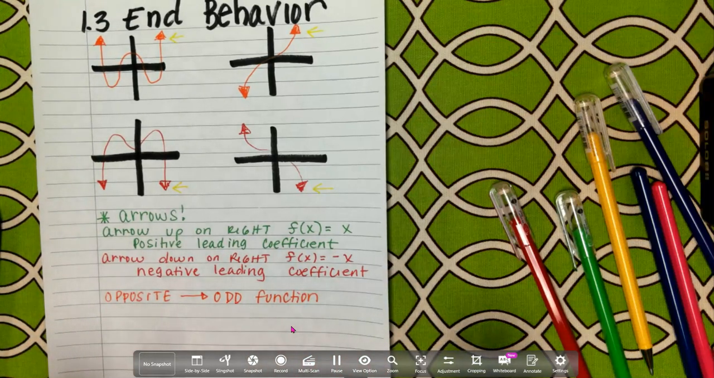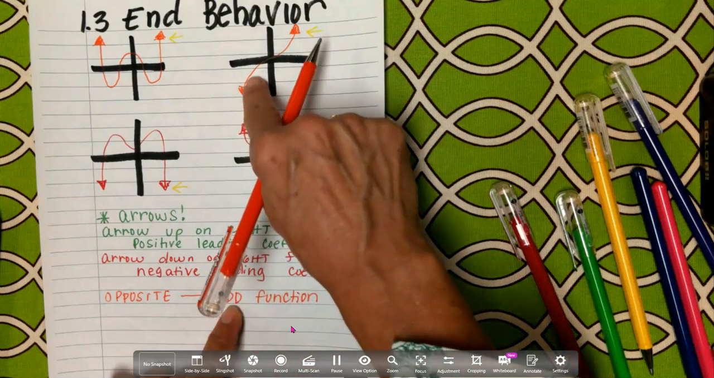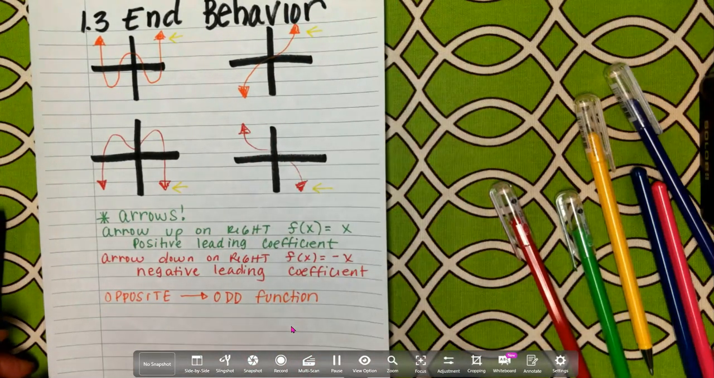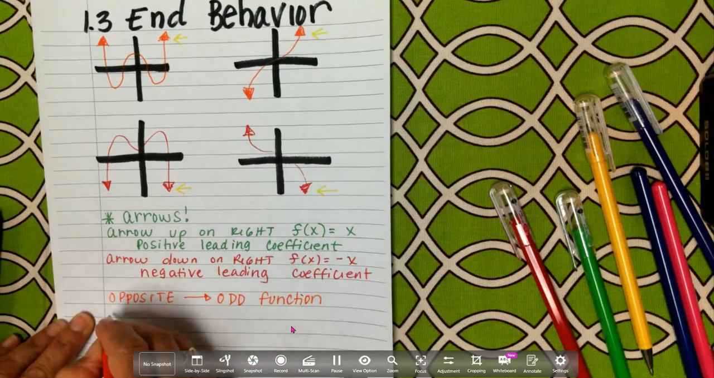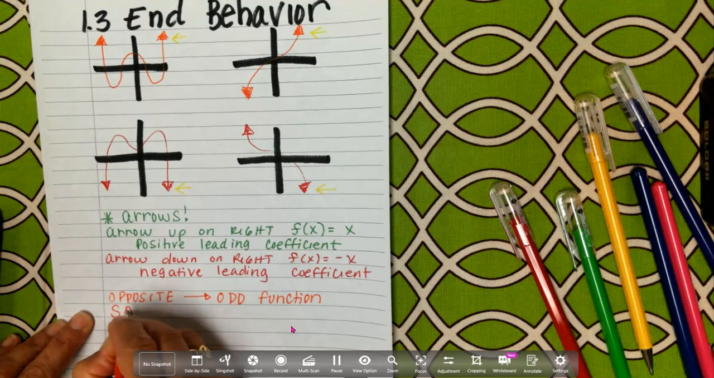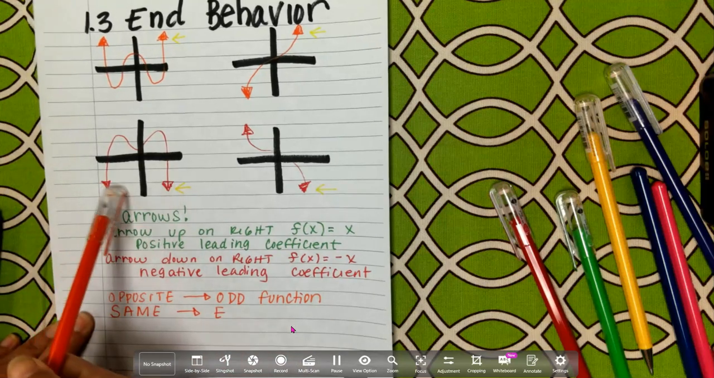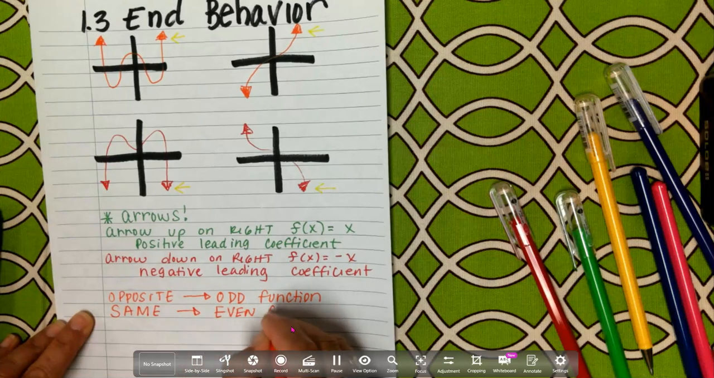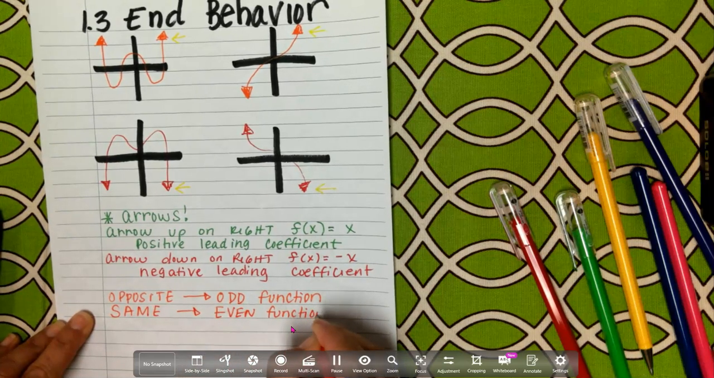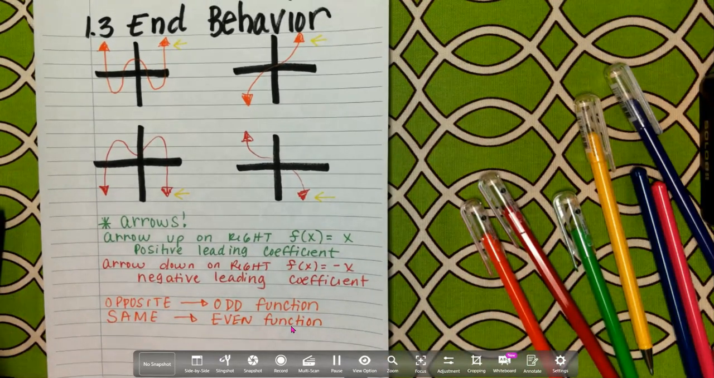Now, I'm not saying it is necessarily symmetric around the origin. I just know that this function is odd because the arrows are in opposite directions. One more is going to be an even function. An even function has arrows pointing in the same direction. Anytime I see 2 arrows pointing down or 2 arrows pointing up, that is an even function.